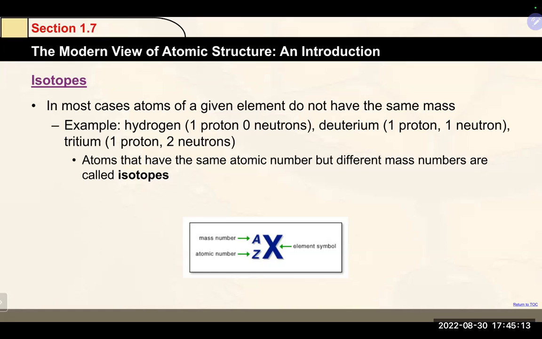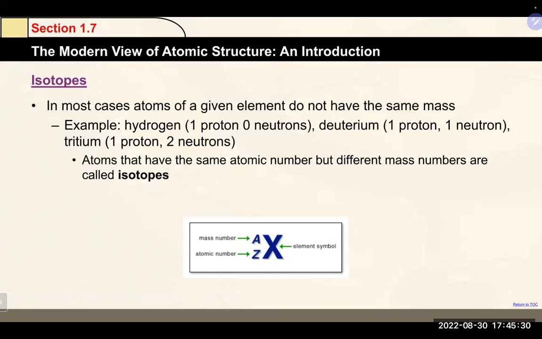One way that we very commonly write isotopes is we use the symbol, as you can see there on the bottom, represented by the X. On the top left of the symbol, we put the mass number. On the bottom left, we put the atomic number. And that's one very common way to do it.